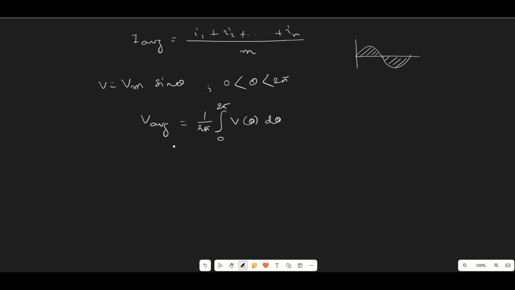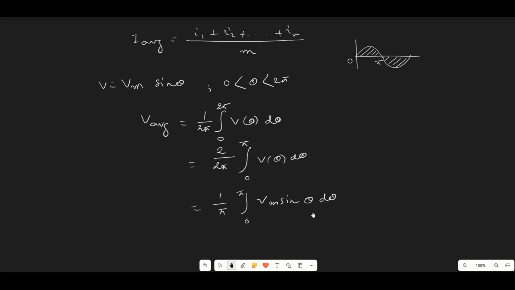So what we can do, instead of doing it for the whole 2 pi, we can also go for 0 to pi and multiply it by 2. So if we do that, then this will be 0 to pi, then 2 times 1 by 2 pi, then V theta d theta. So this will be 1 by pi, and we have here 0 to pi, and this is Vm sin theta d theta.